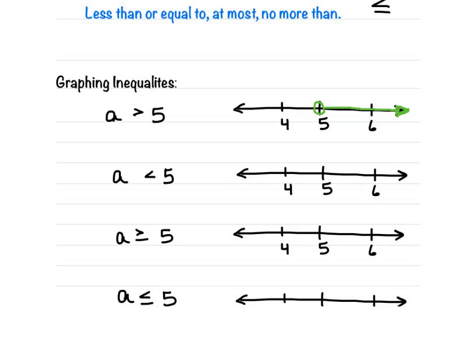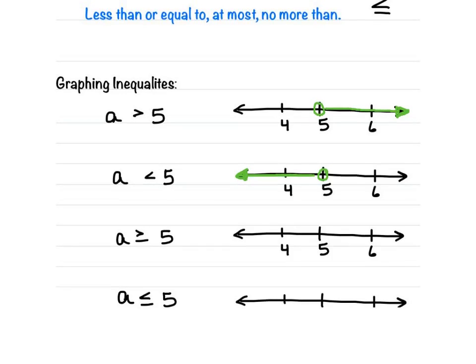And let's look at the second one. A is less than 5. Again, everything that A can be has to be smaller than 5. It can't be equal to 5, so we will draw an open circle over the 5, not shaded. Okay, and then we shade everything smaller than 5, which is to the left, including our arrow.